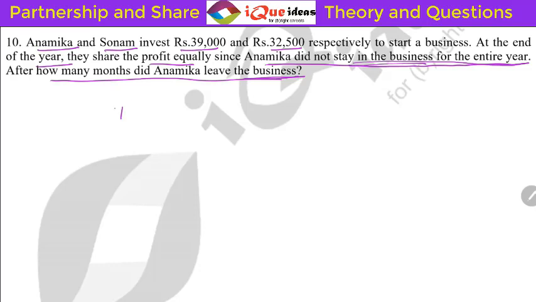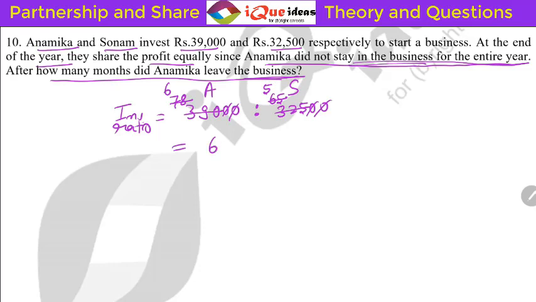Let's do it again. So here investments are 39,000 is to investment ratio. Let's directly calculate investment ratio for Anamika and Sonam. 39,000 is to 32,500. If you simplify 0 and 0, 0 and 0 are cancelled. If you divide by 5, it will become 78 and this will become 65. Great. Now 13 6 is 78 and 13 5 is 65. So the ratio of investment is 6 is to 5.